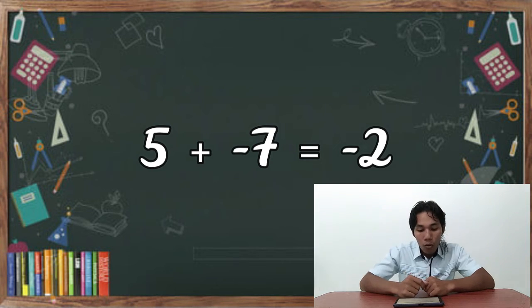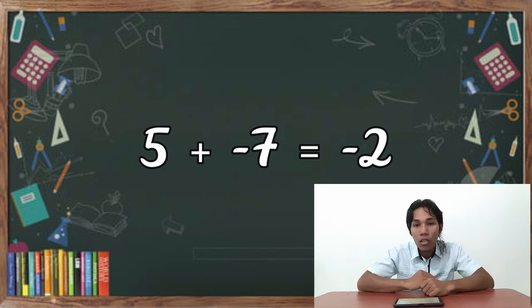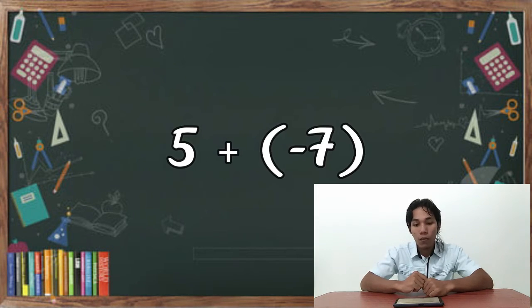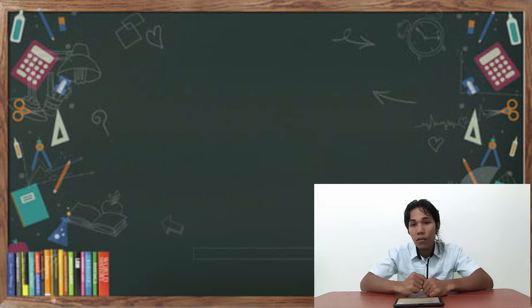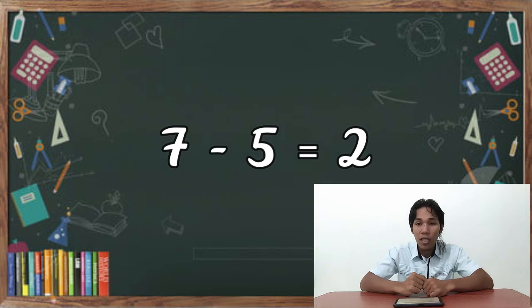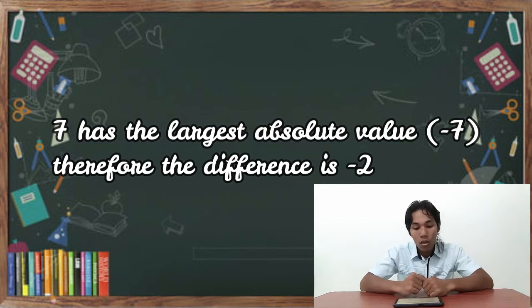Okay, so paano natin nakuha yung negative 2? We will go back to the addition, kasi plus sign na tayo or addition. So we will disregard the negative sign of 7 and we will find their difference. 7 minus 5 is equal to 2, and negative 7 is the largest absolute value. So the answer is negative 2.